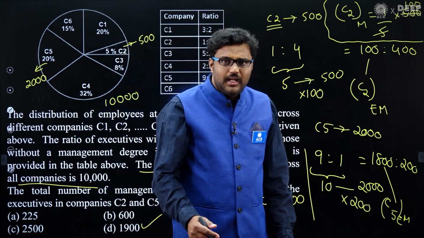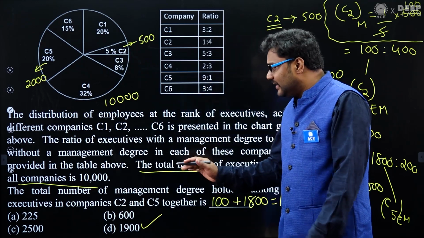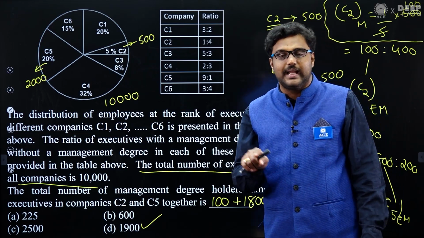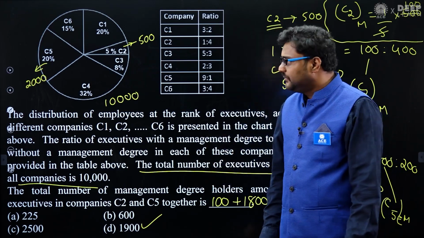Got it? Now let us see the next question. Hope you understand this. The total number of management degree holders in company 2 and company 5 together, right?